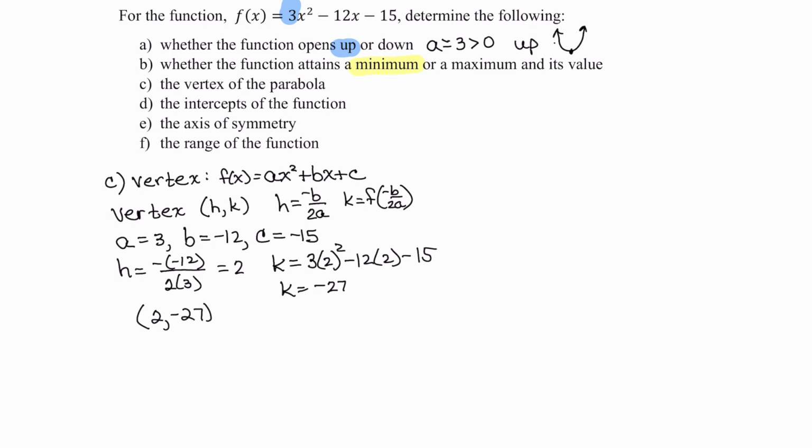So when I look at what that means in terms of our answer to part C, we've got our 2, negative 27, and then backing up to the answer to part B, at this vertex point, 2 is the input, negative 27 is the function output value. So our minimum value is that negative 27. It's the output at the vertex.